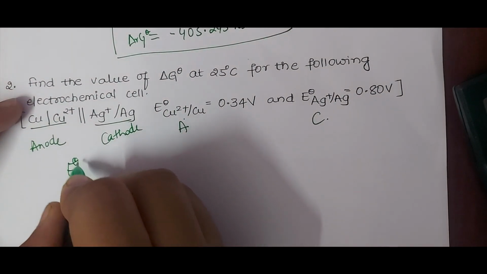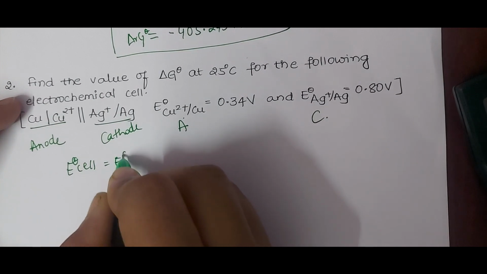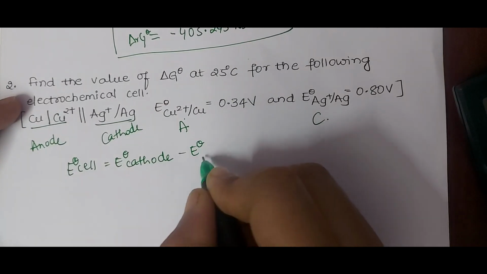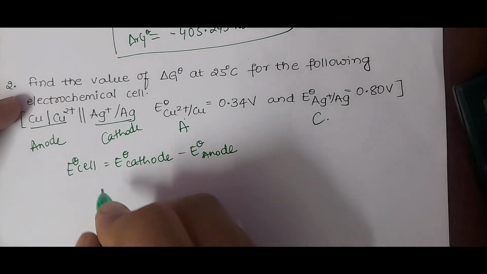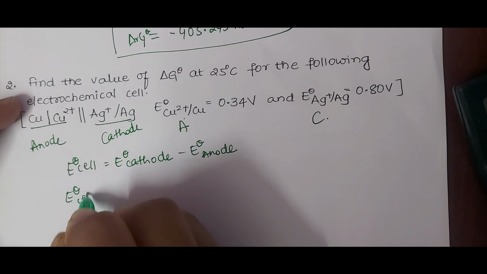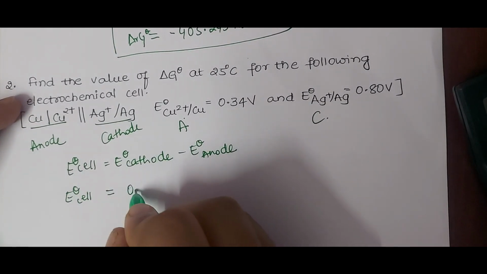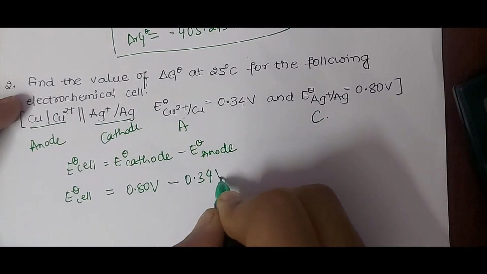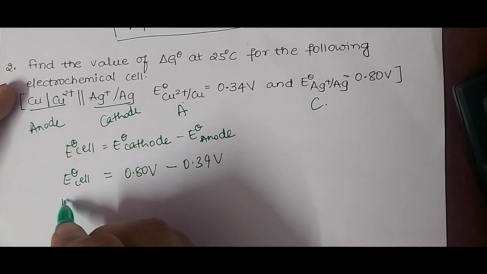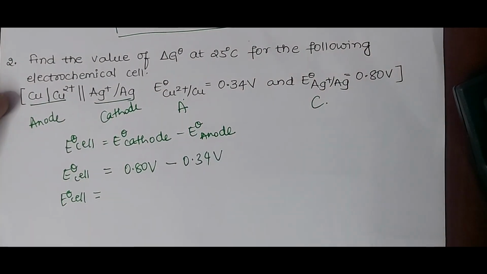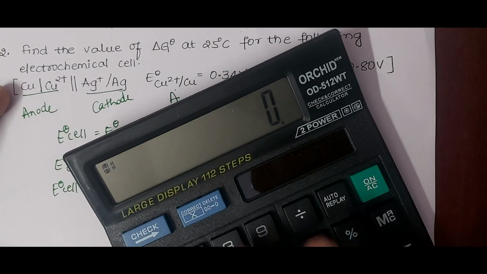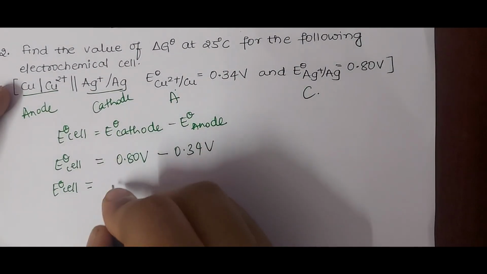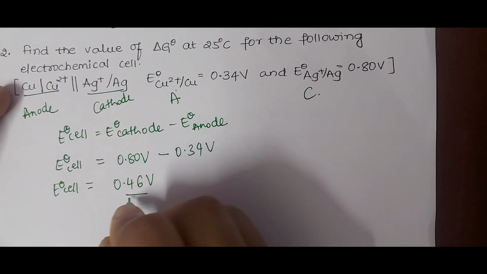To calculate E naught cell, we know that it is E naught of cathode minus E naught of anode. E naught of cathode is 0.80 volt, E naught of anode is 0.34 volt. When you deduct it, E naught cell is 0.80 minus 0.34, which is equal to 0.46 volt.